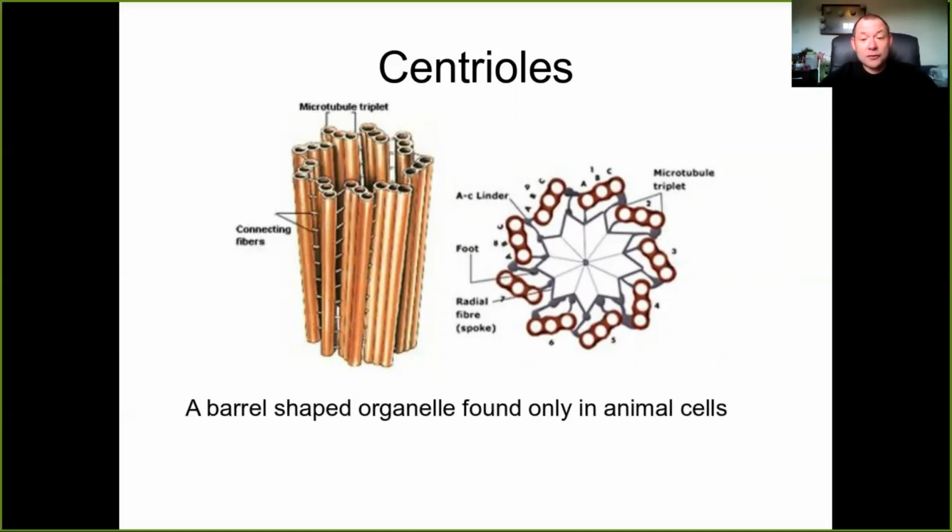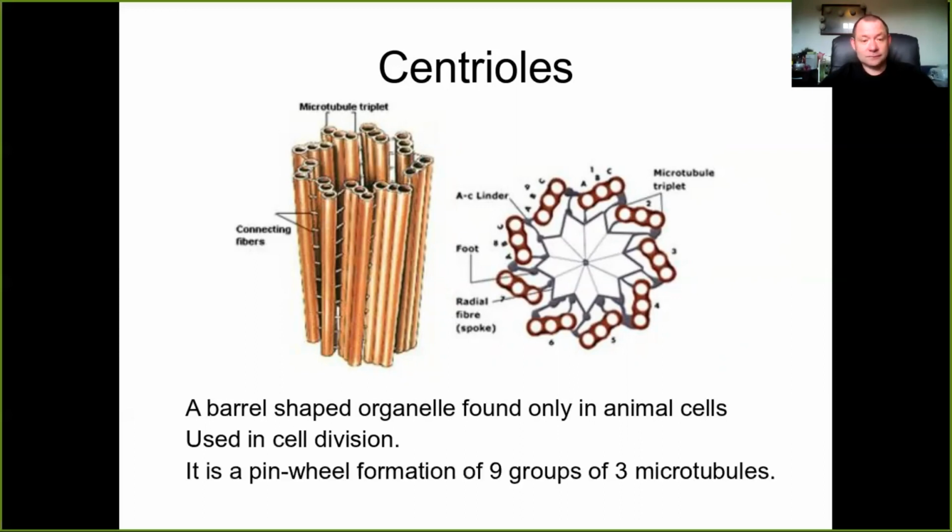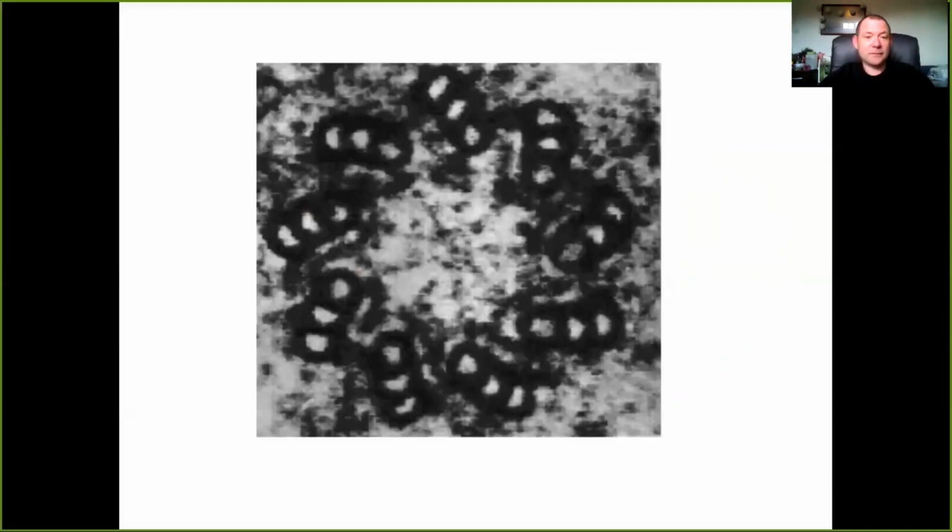Barrel-shaped organelle found only in animal cells used in cell division. It is a pinwheel formation of 9 groups of 3 microtubules. And here we go.